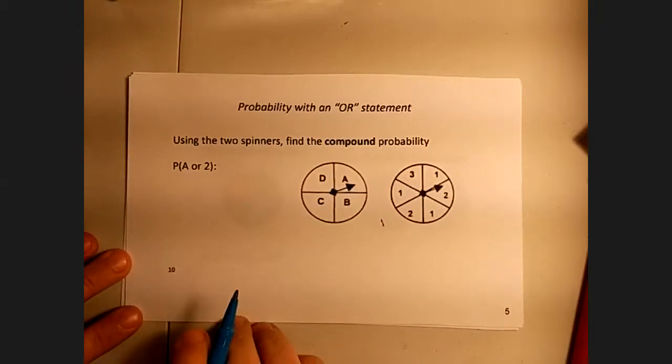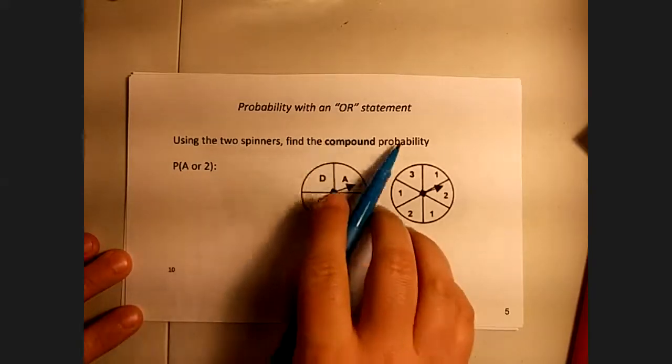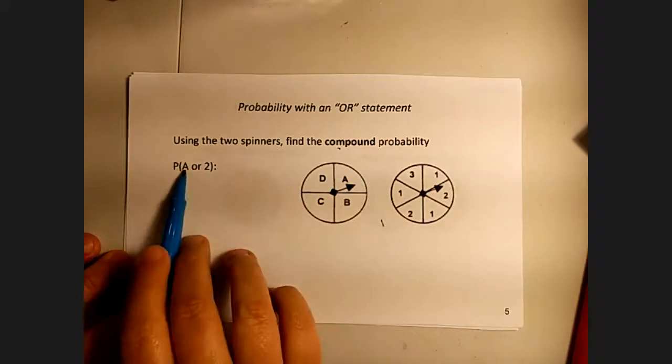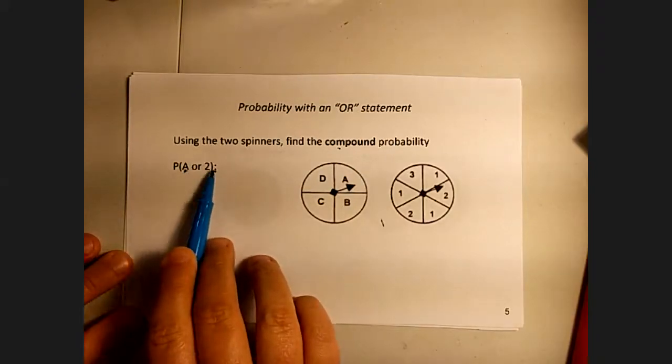These spinners should look familiar. These were ones that we used last week. Using the 2 spinners, find the probability, the compound probability, because this is happening for more than one event, that you get an A or you get a 2.